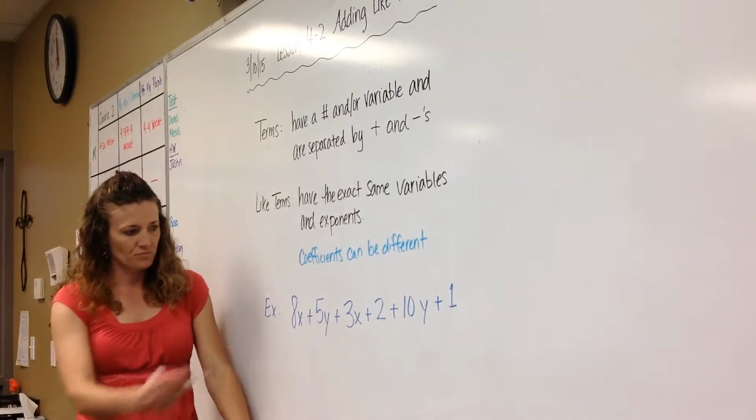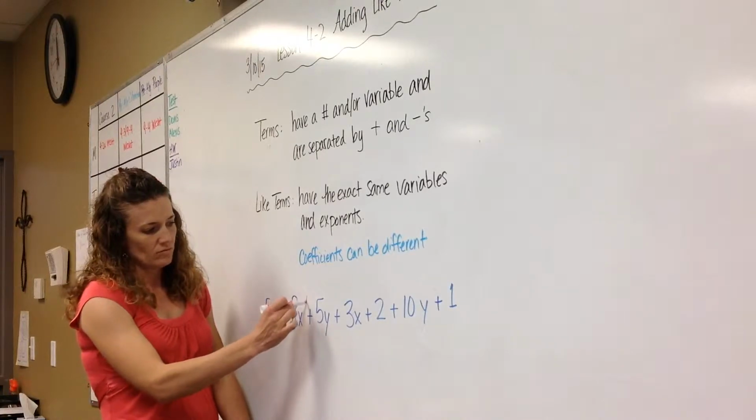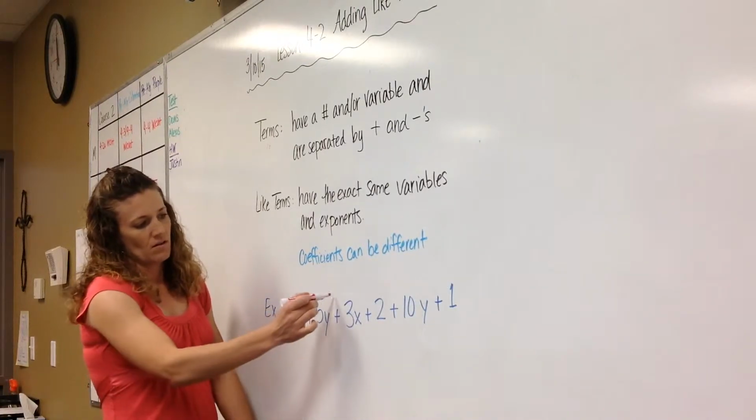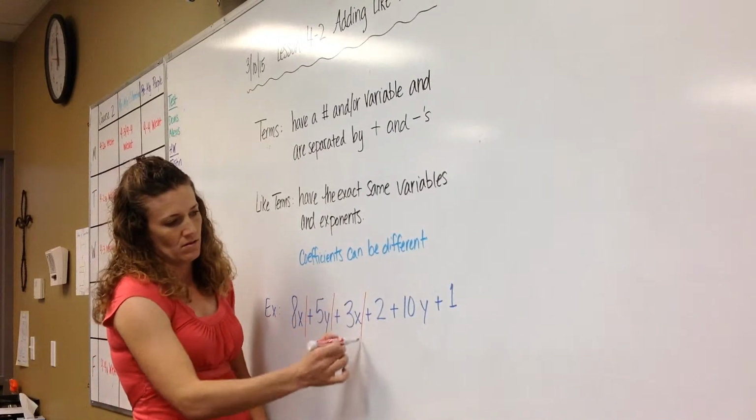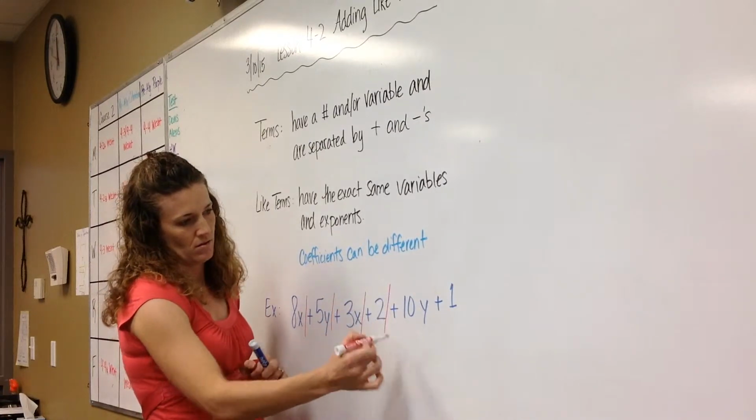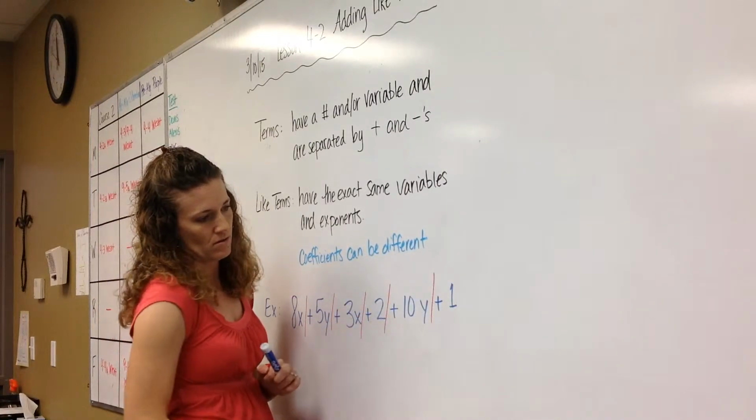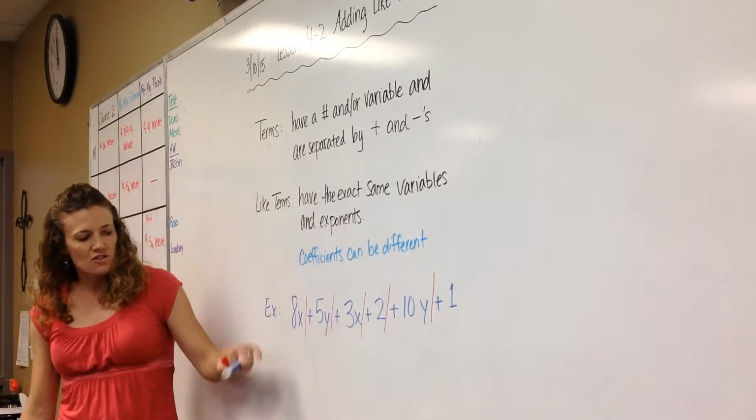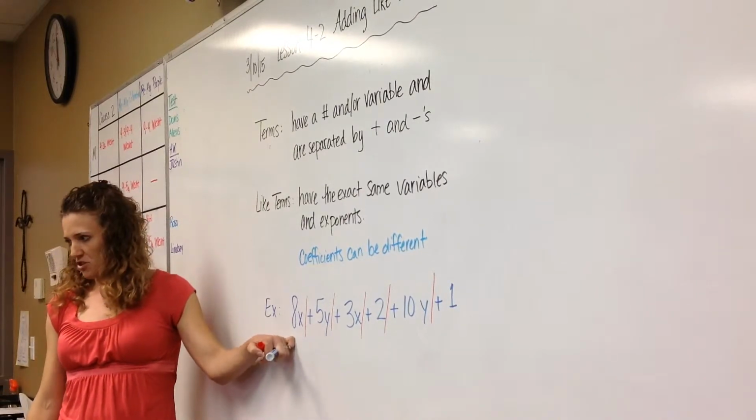Caitlin: So it'd be between the x and the positive, and then the y and the positive, and then the x and the positive, and then the 2 and the positive, and then the y and the positive. Okay, good. All right, so I separated my terms.